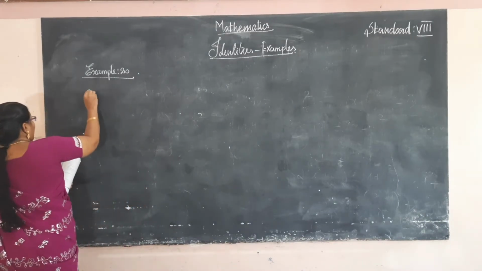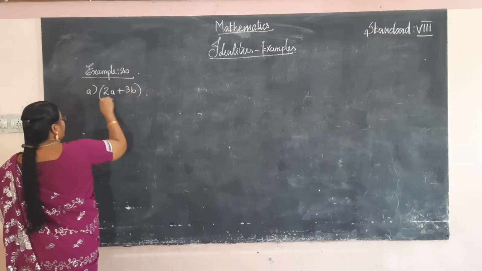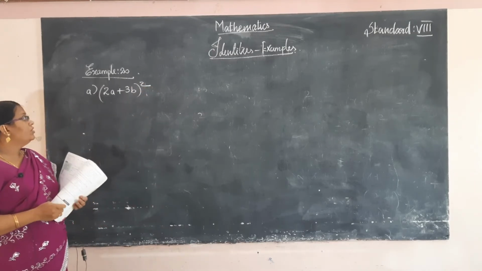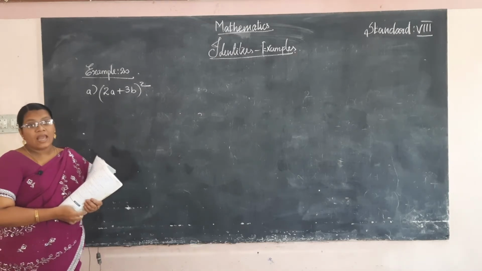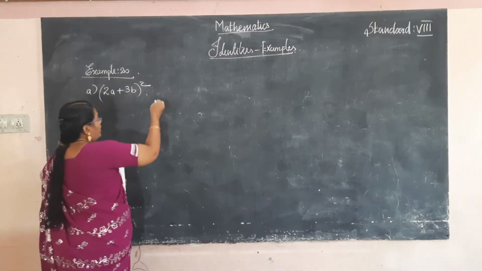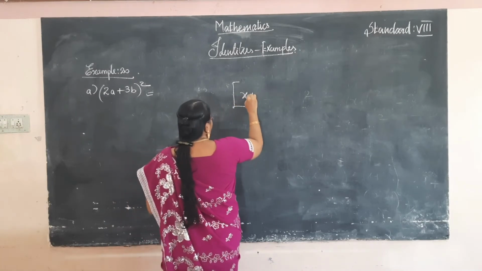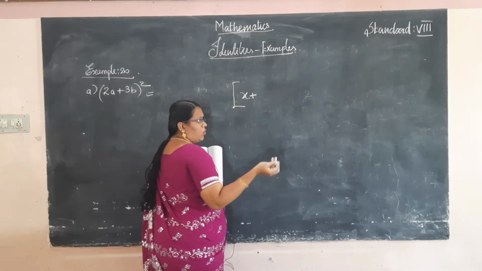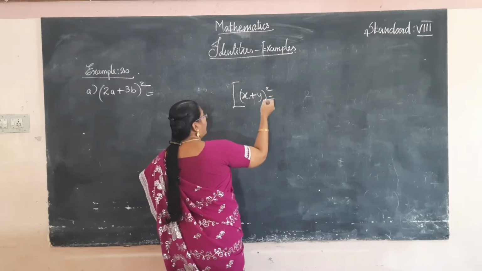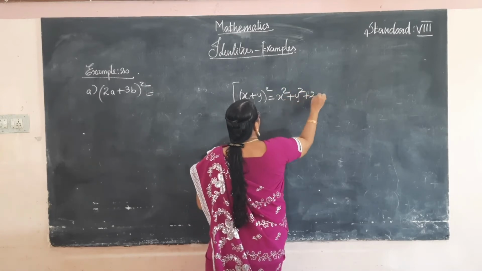The first one, 2A plus 3B the whole squared, is given. So we observe from the data which identity we apply in this place. A plus B the whole square. Already you know the formula. What is identity 1? X plus Y, or any variable. A plus B the whole square or X plus Y the whole square is equal to X squared plus Y squared plus 2XY.